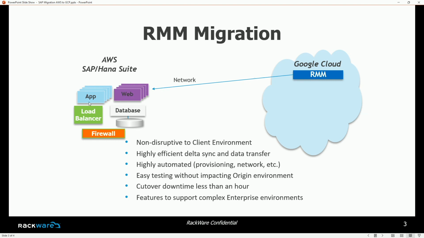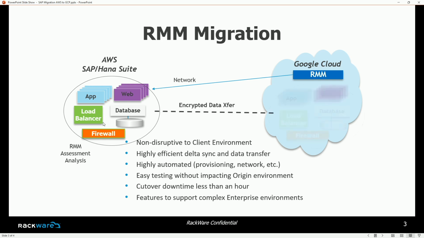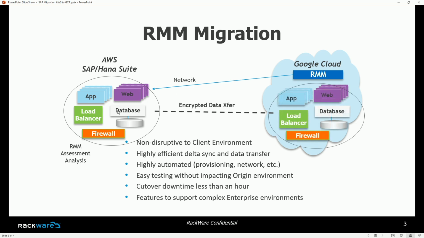After the layer 3 connection is established, RackWare will go ahead and run a quick assessment analysis on those workloads in that WAV file. And then the auto provision process will tell it to go ahead and migrate all of those workloads into GCP over the network. And all this happens through an encrypted SSH tunnel the entire time. This process for the migration is non-disruptive to that client environment, so the entire time you can still run your application suite, enter new data into your database while the migration is happening.